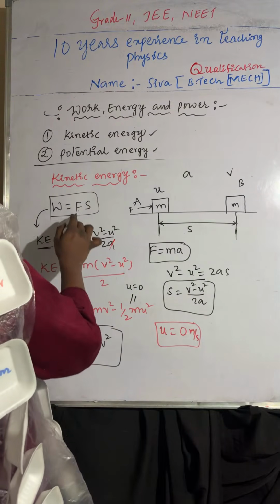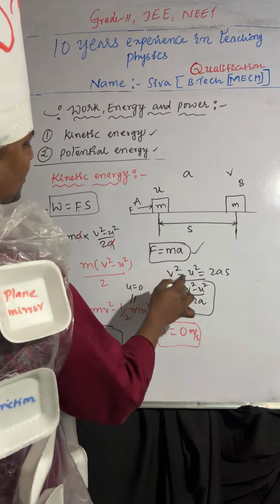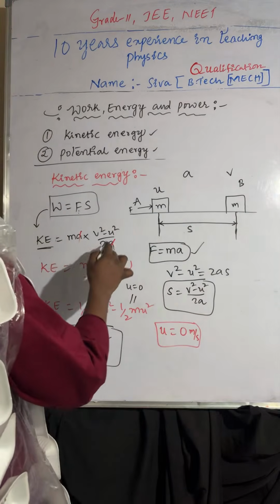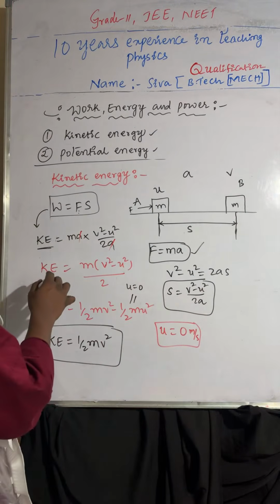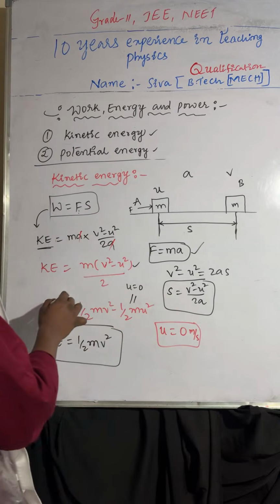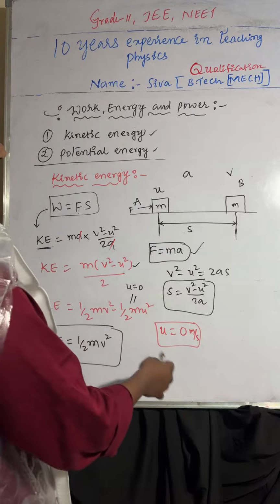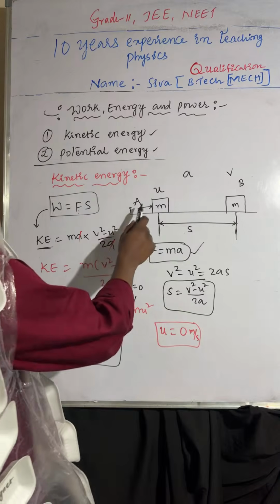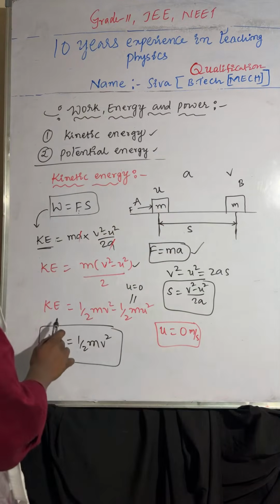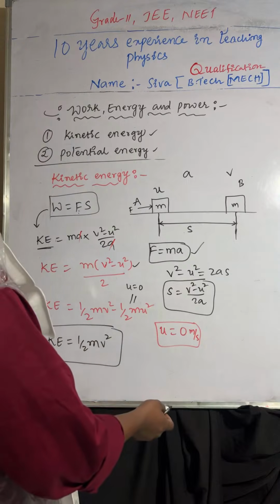So in place of F, from Newton's second law, F equal to ma, and s equal to v square minus u square by 2a. Substitute the values, and a gets cancelled. K equal to m into v square minus u square by 2, so K equal to half mv square minus half mu square. If the body is starting from rest, the initial velocity becomes 0, then the kinetic energy formula is half mv square. Understood or not?